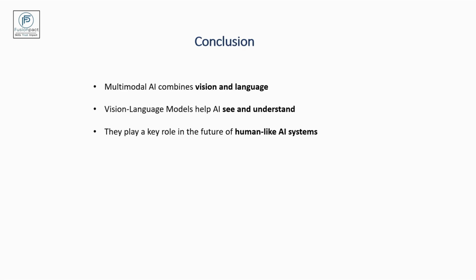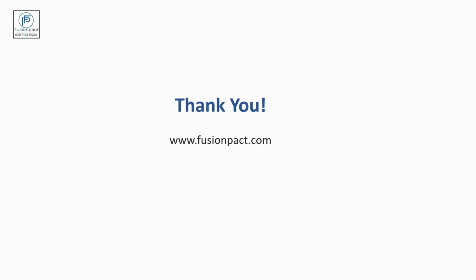And to conclude, multimodal AI brings together vision and language, allowing AI systems to understand different types of data together. And vision language models enable AI to see images and understand them using language, and these models are an important step towards building more intelligent and human-like AI systems.